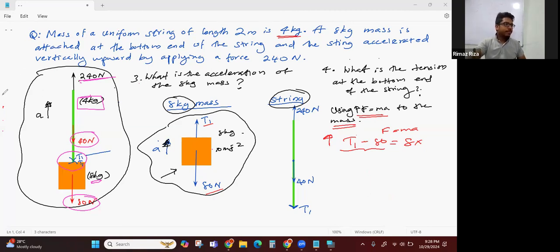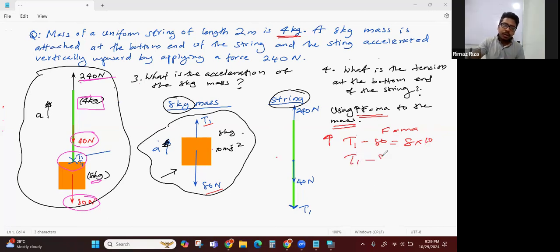T1 minus 80. So that is equal to mass times the acceleration, where the acceleration we found already, which is 10 meter per second square. That is the acceleration of the system. That means everything will move with the same acceleration. The mass is moving vertically upward with 10 meters per second square, and the string also has the same acceleration. So therefore acceleration is 10 meter per second square.